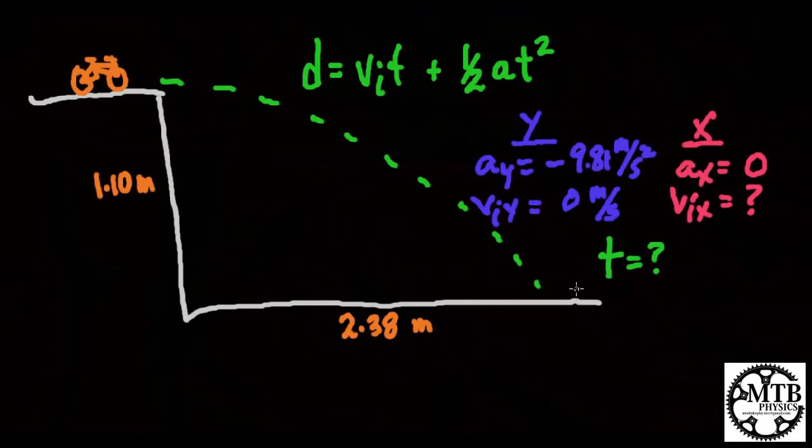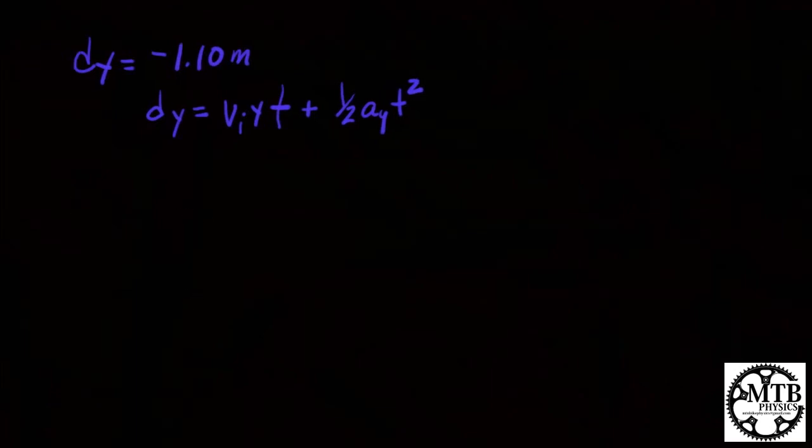and since we don't have any unknowns in the y direction, we'll solve for time in the y direction. So it sets up like this. Negative 1.10 meters is our distance traveled in the y direction, so that will equal our initial velocity in the y direction times time, plus 1/2 our acceleration in the y direction times time squared. Remember, again, time is common to both the y and the x coordinates, so we don't need to designate it as y and x here.